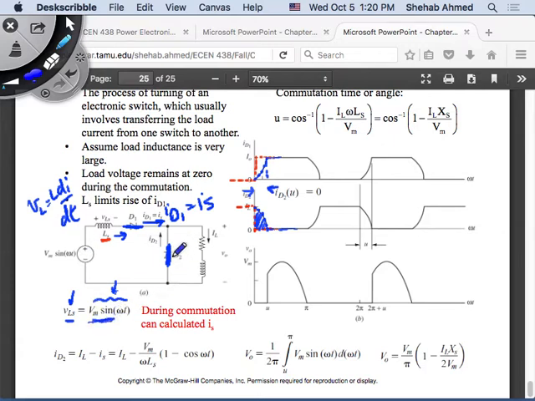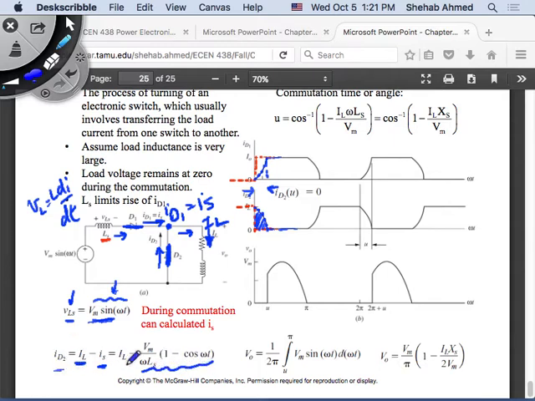How do I calculate ID2? ID2 is equal to the output inductor current, which we said we will assume constant. We said this inductor is pretty large, so the current here will be a constant value, IL. If this is IL and this is ID1, then ID2 is the difference between these two currents, according to Kirchhoff's current law. So ID2 is equal to IL minus IS. What is IS equal to? IS is equal to the integration of the voltage equation. Vmax sine omega t, you integrate it, you get Vmax over omega L times (1 minus cosine omega t). That's the integration of the voltage equation.